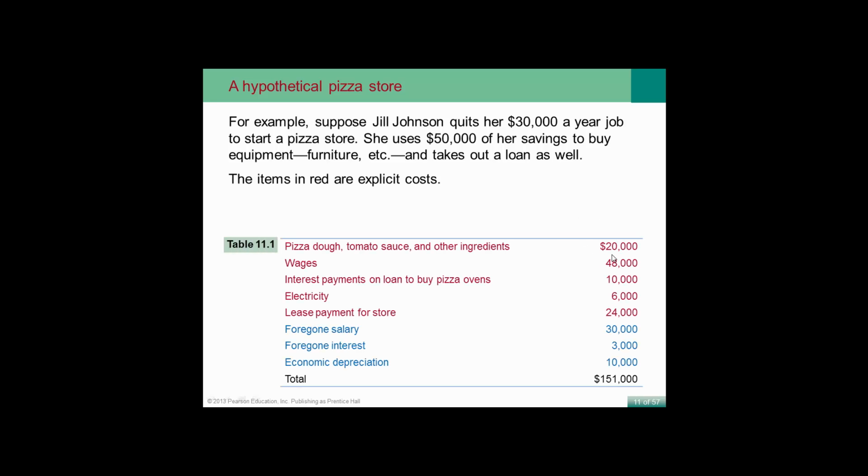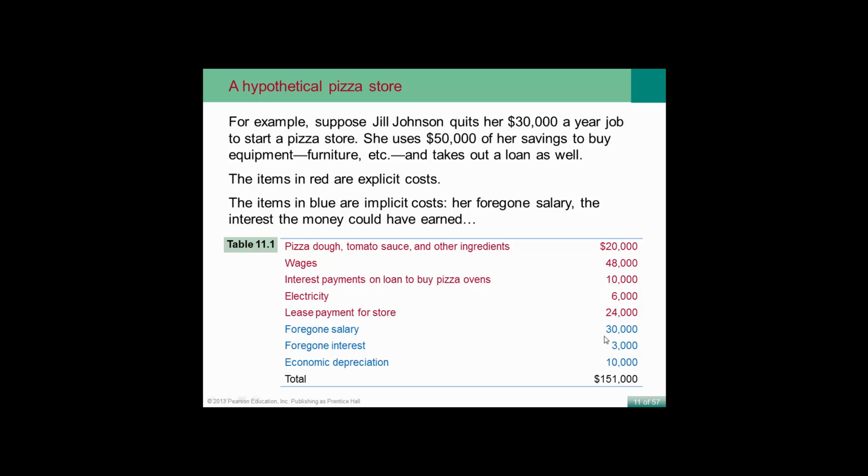So here is what she buys. Pizza dough, tomato sauce, and other ingredients, total $20,000. This is an explicit cost, in red. Wages, $48,000. Interest payments on the loan to buy the ovens, $10,000. Electricity, $6,000. Lease payment for the store, $24,000. The items in blue are implicit costs.